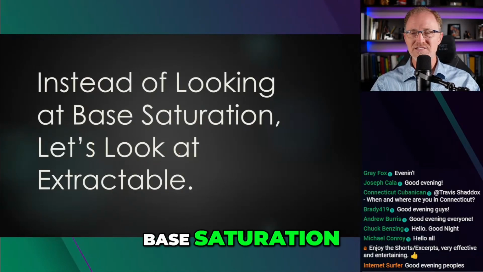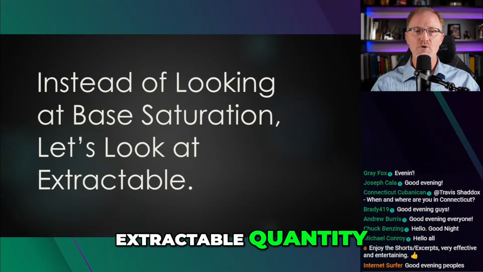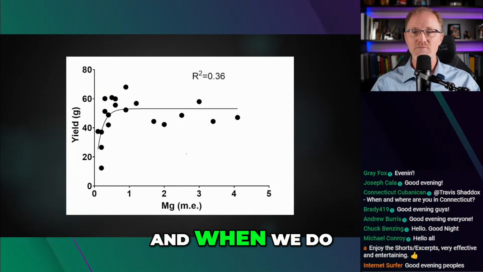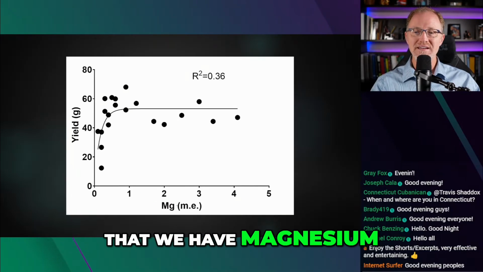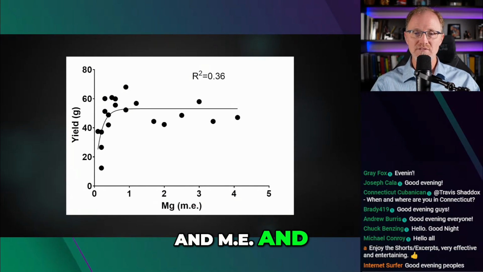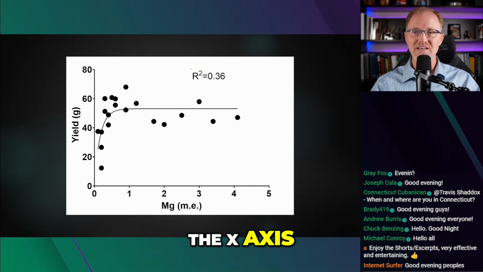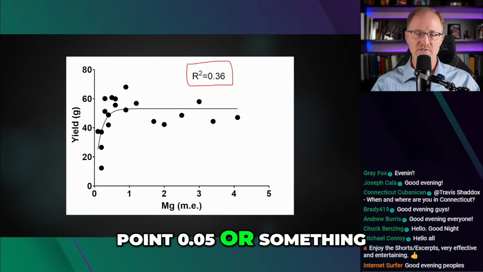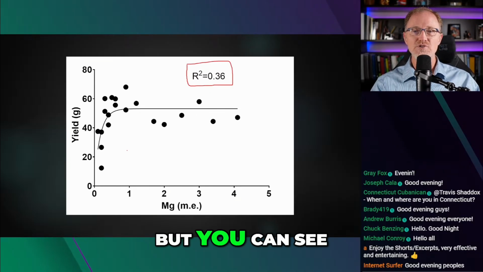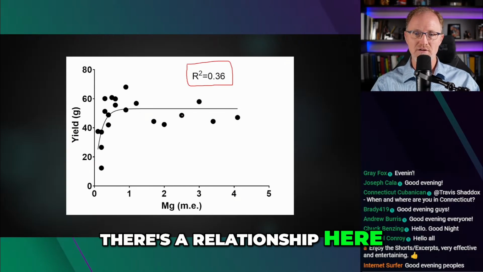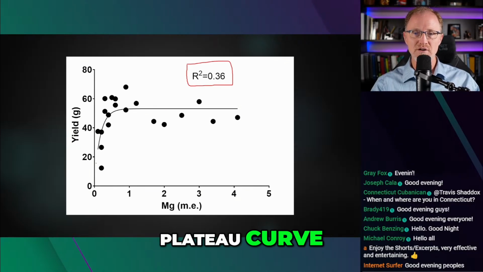Instead of looking at base saturation, let's look at the extractable quantity. And when we do that, we have magnesium in milliequivalents and yield on the y-axis and magnesium milliequivalents on the x-axis. The R squared is now 0.36, up from like 0.05 or something. Still not great, but you can see there's a relationship here.